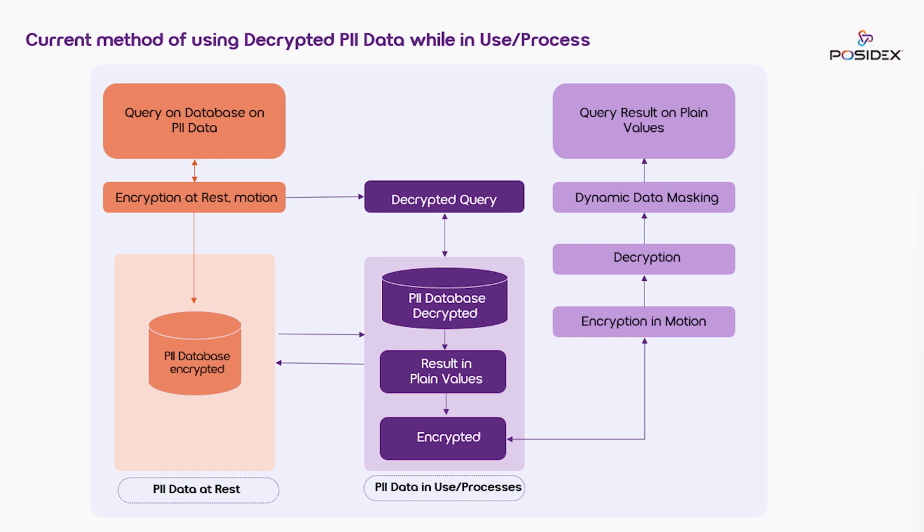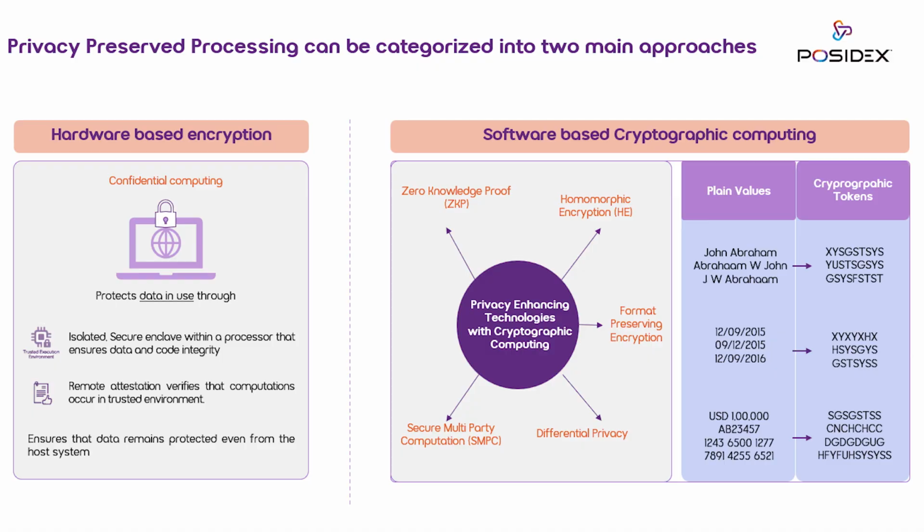A lot of work is happening globally to process PII data in encrypted form without decrypting. There are two approaches, mainly categorized as hardware-based and software-based. In the software-based approach, we have fully homomorphic encryption, zero knowledge proof, secure multi-party computation, and differential privacy as some of the approaches. All of them use their own methods of cryptographic computing.